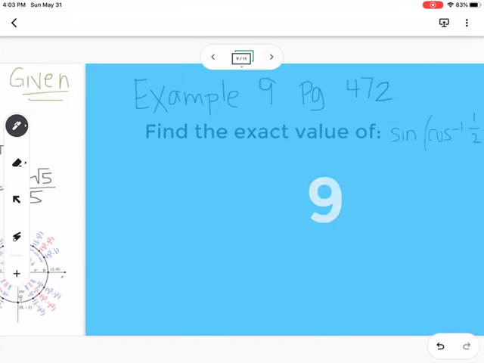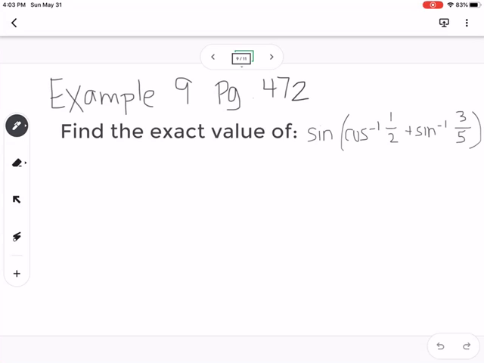Okay, the last type of example is with inverse sine and cosine. Okay, so this is example 9 on page 472, and we're going to find the exact value of all of that. So keep in mind, when you're doing inverse, you're finding the angle measure. You're given the side of the triangle. You're trying to find the angle. So what I'm going to do is I'm going to take these two and make my triangles to help me figure this out.